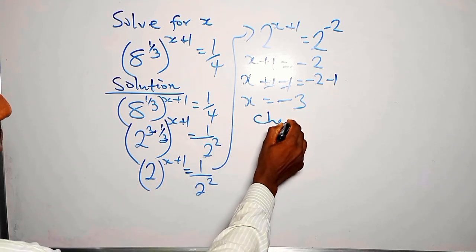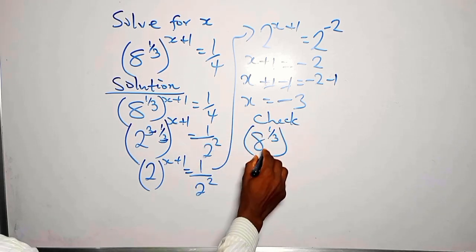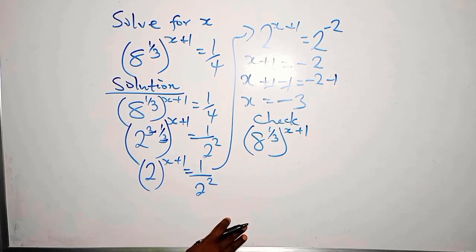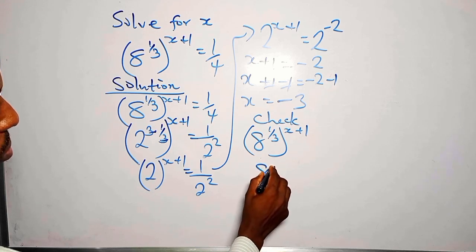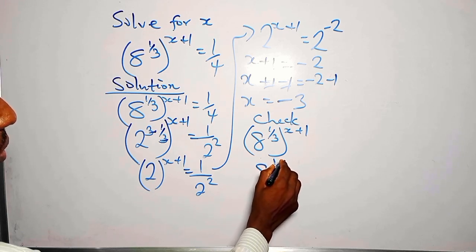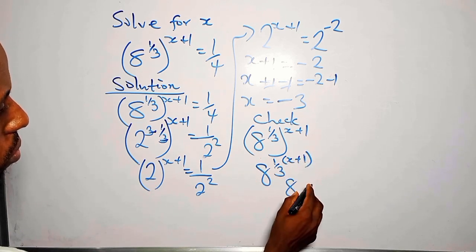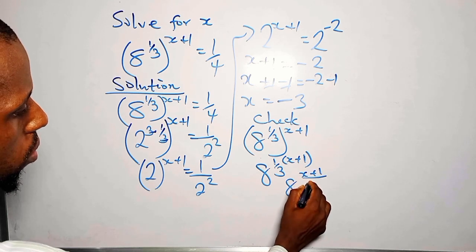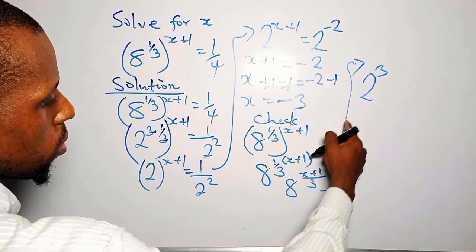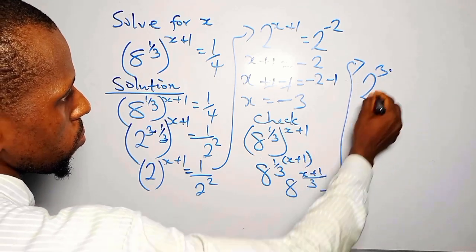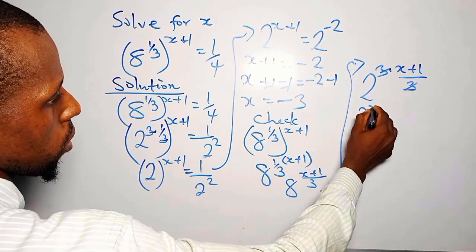So let us check that in this equation. So we have 8 raised to power 1 over 3 raised to power x plus 1. So from here, when we apply the exponent law, we have 8 raised to power 1 over 3 times x plus 1. So that means we have this as 8 raised to power x plus 1 divided by 3. But for 8, we can have it as 2 raised to power 3, so 8 becomes 2 raised to power 3 times x plus 1 over 3. So this is simplified, so we have 2 raised to power x plus 1.